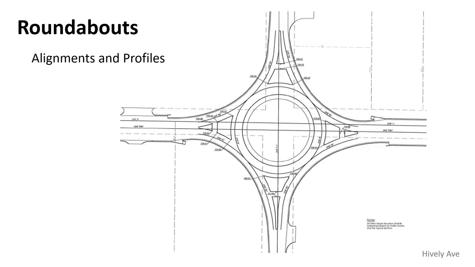Here's an example of the design plans for what a roundabout looks like. And there's a lot of lines on here. This is the actual curb lines are right here. So this is the curb. Here's the curb over here, right? This is the center line of the approach. And here's our splitter island, right?